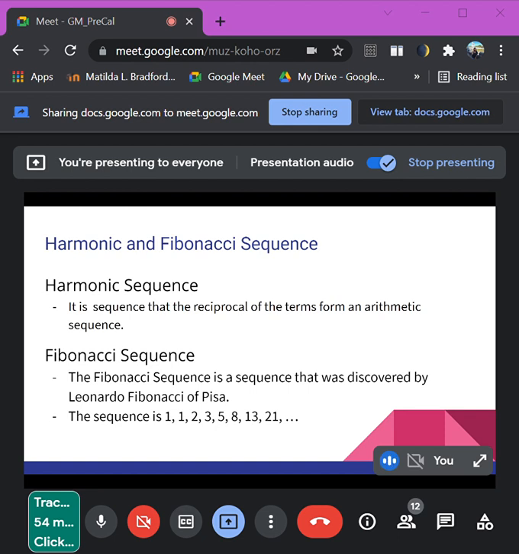Okay, pero same lang gihapon na siya gawas class. Two preceding terms, you can get your next term. So, for example, this. 1 plus 1, 2. 1 plus 2, 3. 2 plus 3, 5. 3 plus 5, 8. 5 plus 8, 13. And then 8 plus 13, 21. 13 plus 21, that is 34, and so on and so forth. That is your Fibonacci sequence.